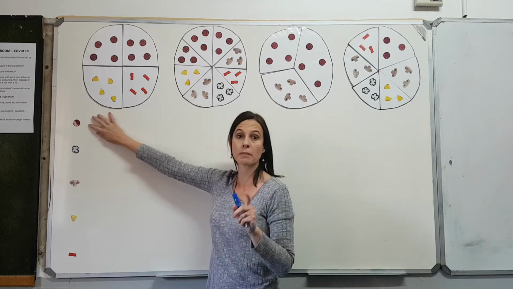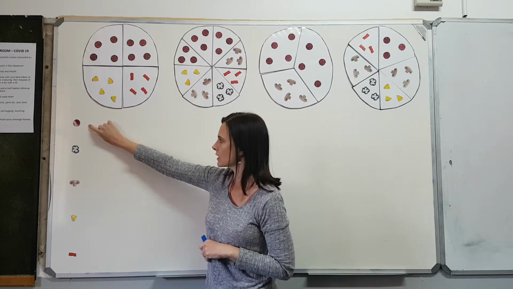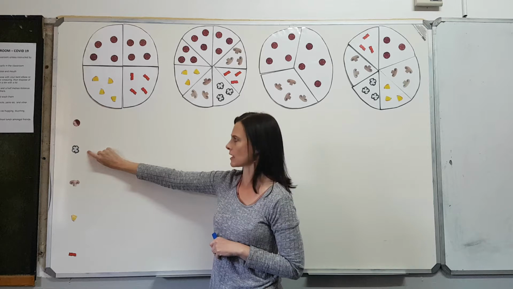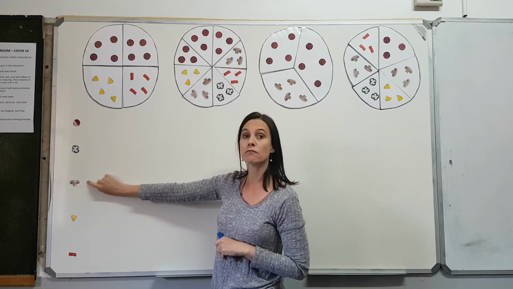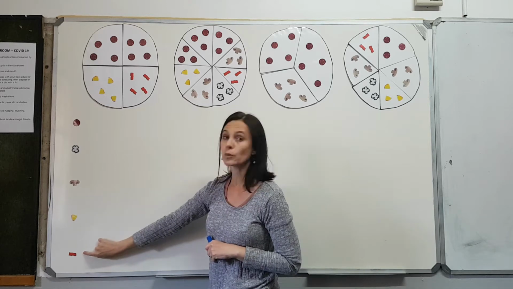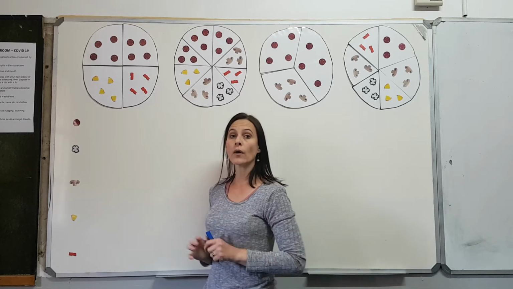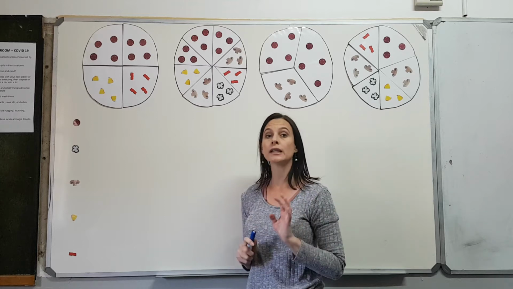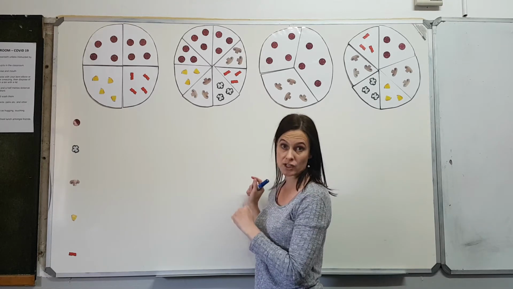We're going to have pepperoni on some of the pizzas. We're going to have broccoli on some of the pizzas. We have mushrooms. We have pineapple. And we have bacon. Now we're going to compare the pizzas and look at each pizza's fractions quickly.